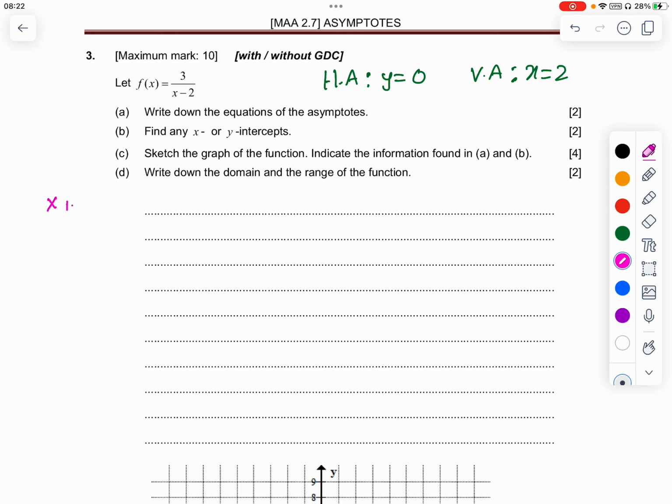Now the x-intercept means y equals 0. But we know that 3 divided by something can never equal 0. So no intercept on the x-axis, no x-intercept. For the y-intercept, x equals 0. So plug in, what do I get? y equals negative 3 upon 2.